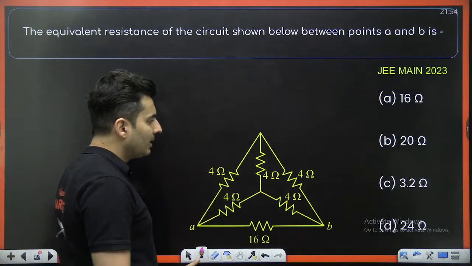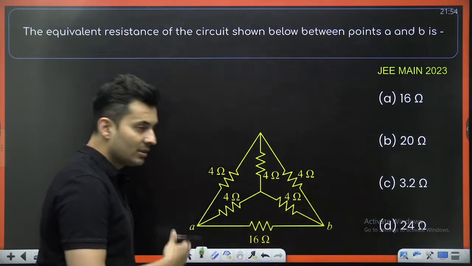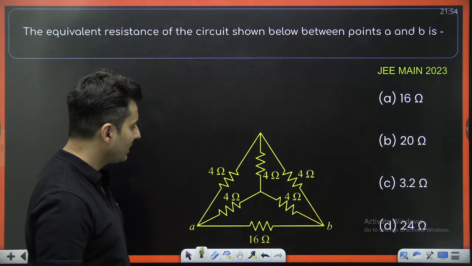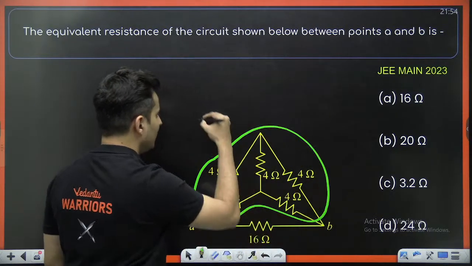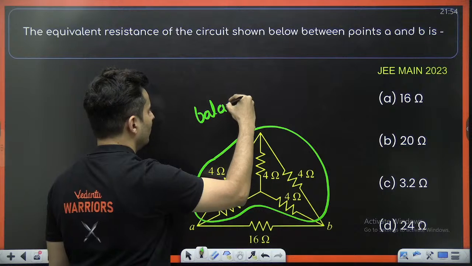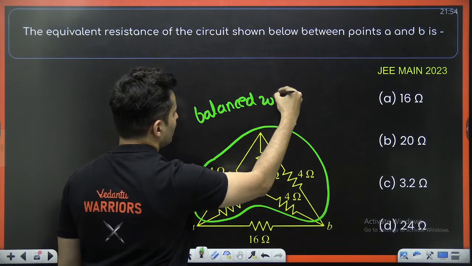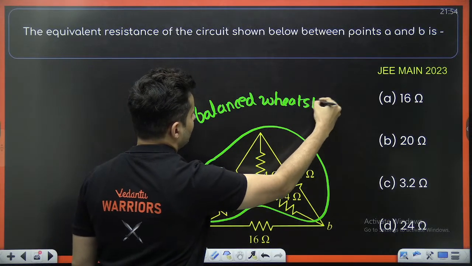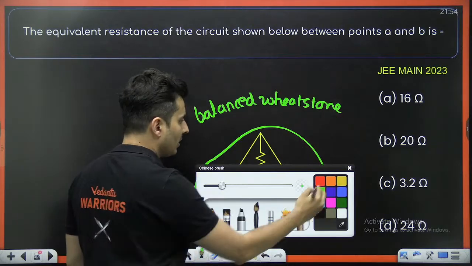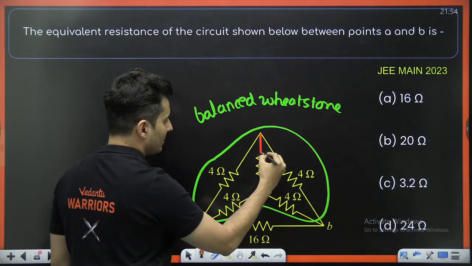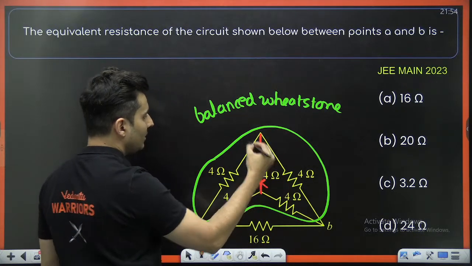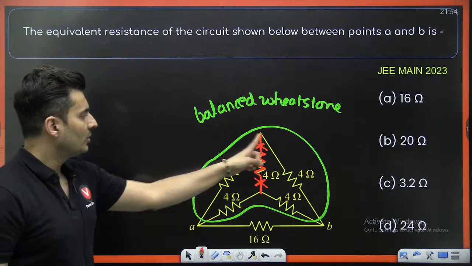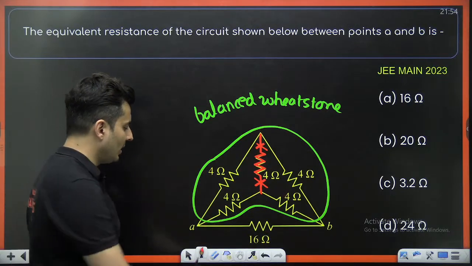If you immediately see this question, you will think it is complicated, but a closer look will make you realize this part is actually a balanced Wheatstone bridge. Out of that, this is the resistor which is completely useless, so forget about it. So you have this, and you have this.